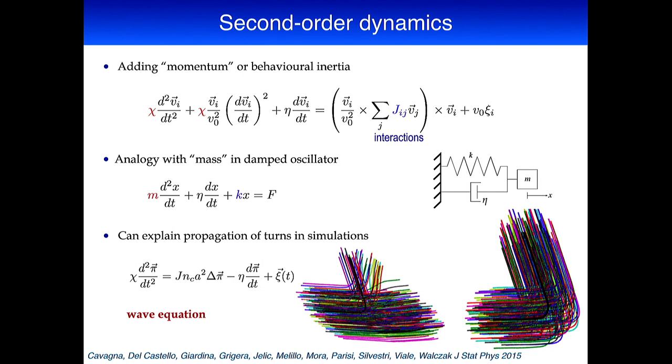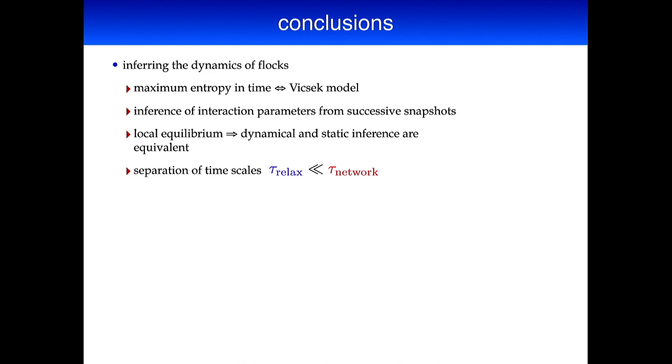We showed this explicitly by simulating this model and showing that a turn can actually propagate so that the entire flock can turn together, instead of having just a few leaders do the turn and then the flock splitting. So that's another piece of information for you, and what we need to do at some point is reconcile these two things. So these are my conclusions.